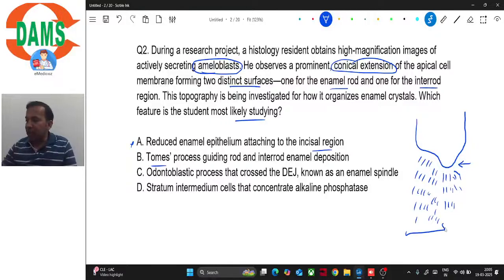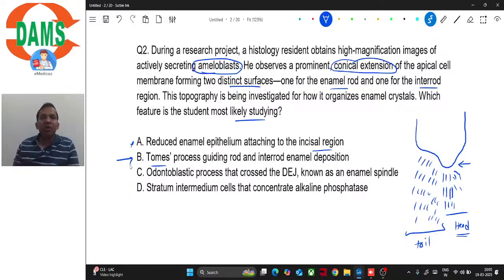So this peripheral region has a different orientation of hydroxyapatite, and this would form the tail, and the Tomes process region has a different orientation, where the hydroxyapatite crystals are parallel to the long axis. As you can see here, the crystals are parallel to the long axis, and this is the head or the rod region, isn't it? So for this question, option B, that is Tomes process guiding rod and interrod enamel deposition, is the correct answer.